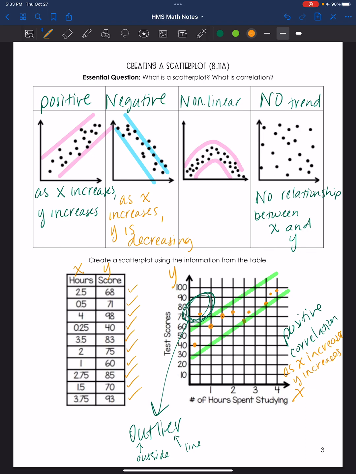Cool. That's it, guys. We made a scatter plot. And we can even see the trend that's going. It's a positive correlation. Awesome sauce.